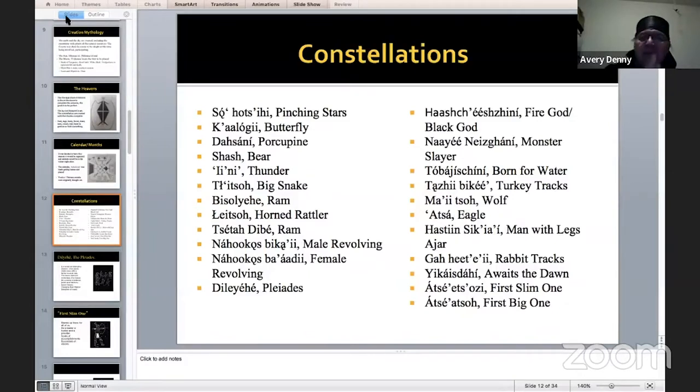So all these constellations would be in the night sky. As you see, there are plenty of them. And every one of them was placed in there by seasons, by months in the night sky. It took a lot of work, many discussions.